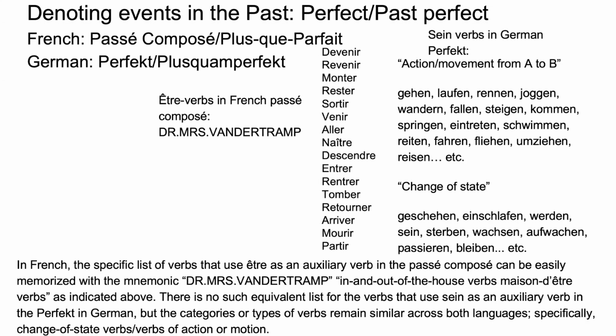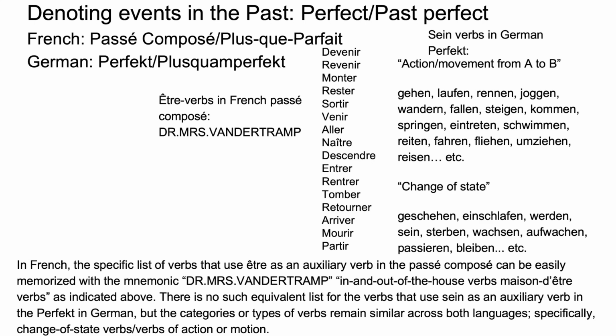In French, the specific list of verbs that use être as an auxiliary verb in the passé composé can be easily memorized with the mnemonic Dr. Mrs. Vandertramp, in and out of the house verbs, maison d'être verbs, as indicated above. There is no such equivalent list for the verbs that use sein as an auxiliary verb in the perfect in German, but the categories or types of verbs remain similar across both languages, specifically change of state verbs and verbs of action or motion.